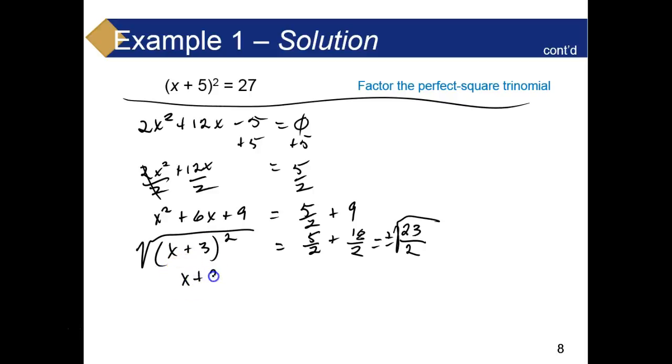x plus 3. That's all that's left there. On the other side, no rational solutions. Once we get into doing irrational numbers, I think it's chapter 5, we'll go back and do those. But we don't need them now, because you can't simplify the square root of 23 halves. It's an irrational number. You can leave it right there.